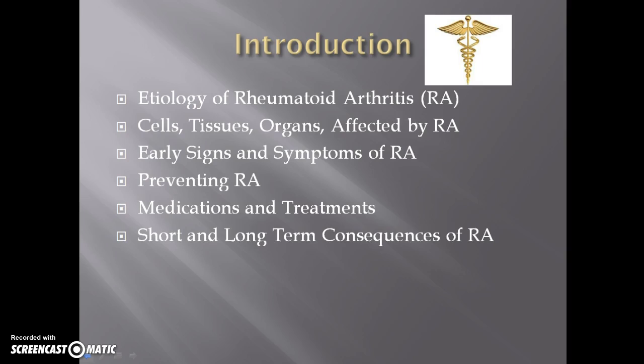I will be discussing the following topics in my presentation: the etiology of RA, some of the cells, tissues, and organs that may be affected by RA, early signs and symptoms people may have indicating RA, how to possibly prevent RA, and the short and long-term consequences of RA.